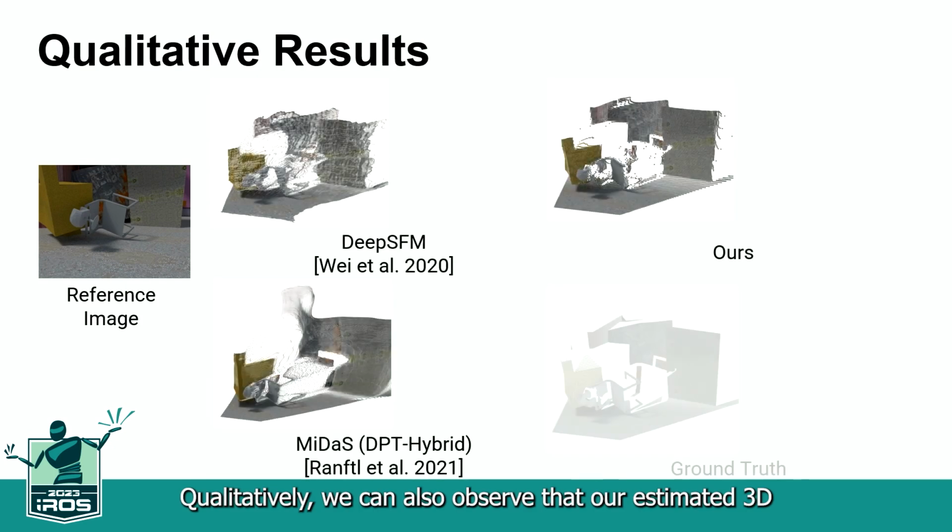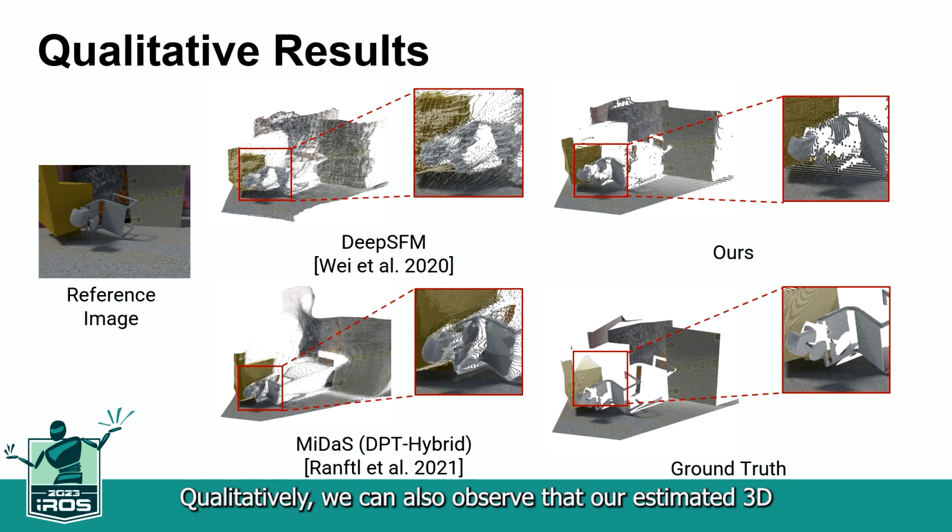Compared to the pure RANSAC approach, our uncertainty-driven pipeline yields more accurate pose estimations. Qualitatively, we can also observe that our estimated 3D reconstruction is more consistent with the scene geometry, compared to existing methods like deep SFM or single-image depth estimation (MiDaS).